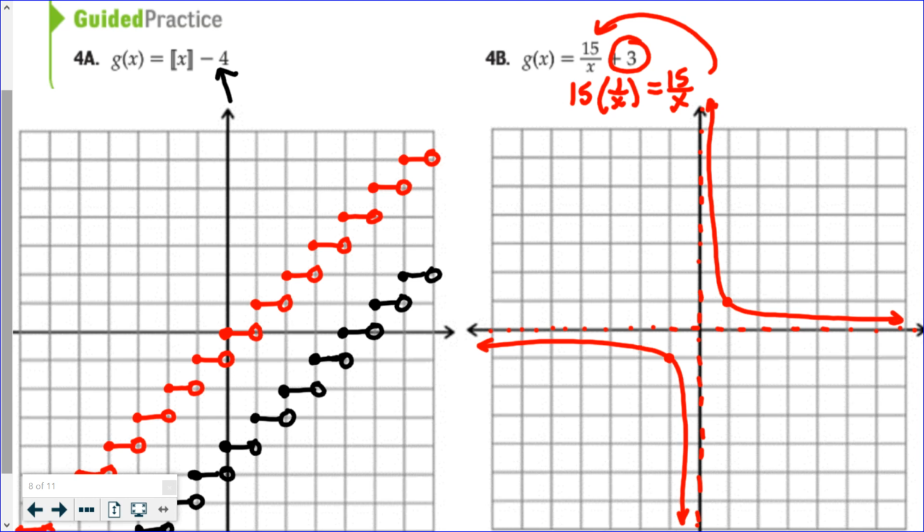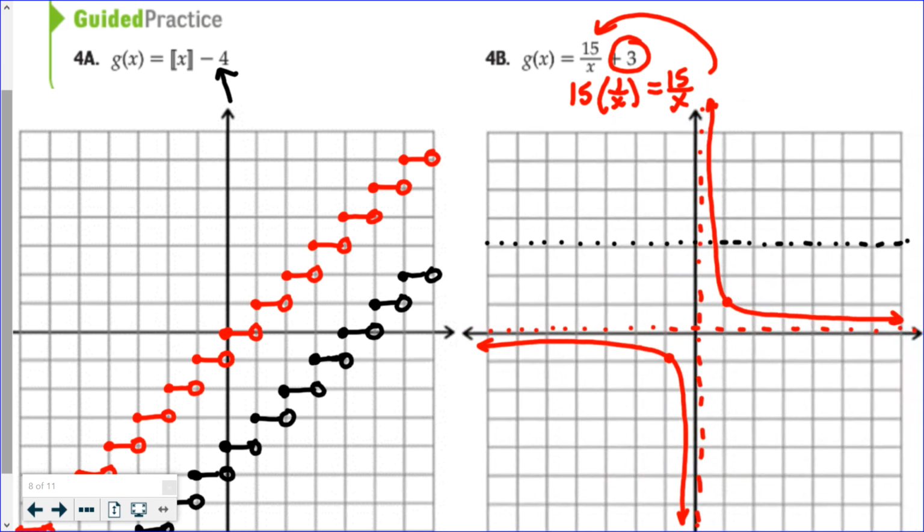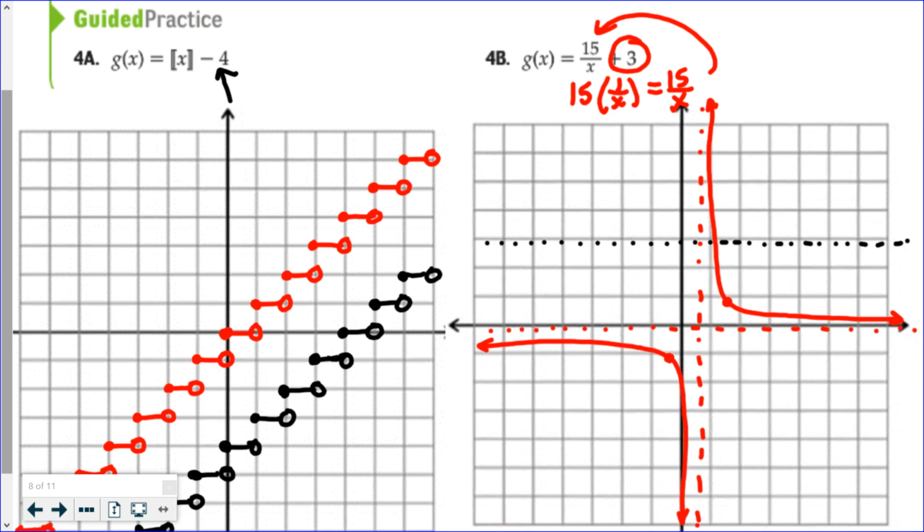I said this guy got shifted up 3. So this horizontal asymptote also gets shifted up 3. So it's going to be right here. You've asked me in class, do we have to put the parent function on there? Absolutely not. Especially, I think, for rationals, it gets kind of confusing. So I'm going to go ahead and erase the red one. The red one is my parent function. That's what we're trying to move around. Maybe I'll get rid of it.